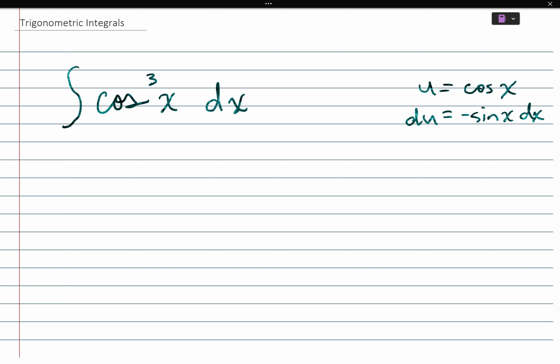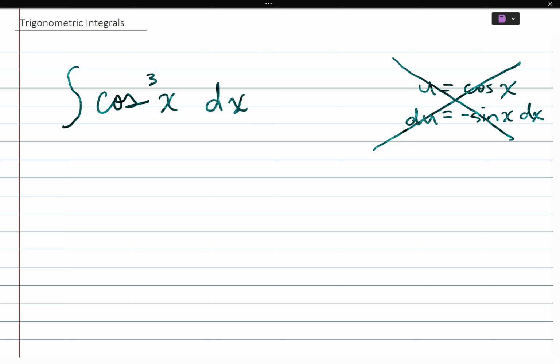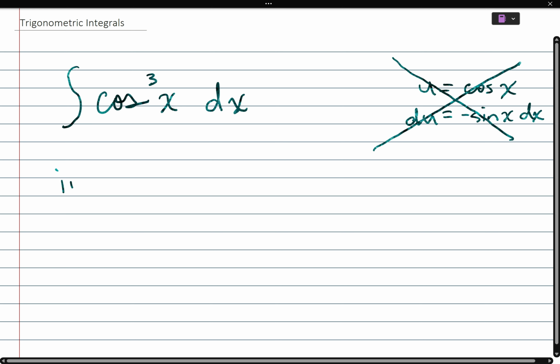So here, we're going to separate one cosine factor and then convert the remaining cosine squared x factor to some expression involving sine. We're going to use the identity that we're familiar with, the identity sine squared x plus cosine squared x is equal to 1. Remember that?